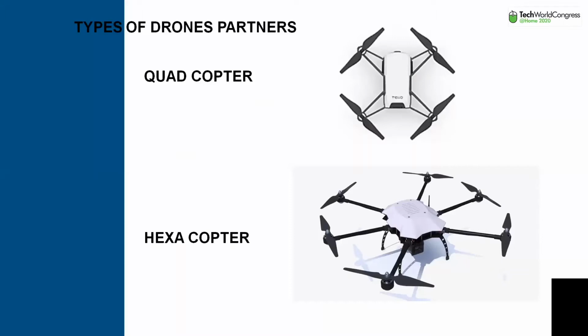Quadcopters are basically drones that have four propellers. As you can see in the image on the top, it has four motors or rotors. So that is known as a quadcopter. This is a category: quadcopters.